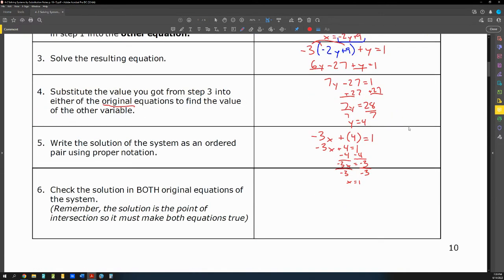Now we're not done yet. We have to express the solution as an ordered pair, x comma y. So our solution, x, y, is 1, 4. And that's our solution.